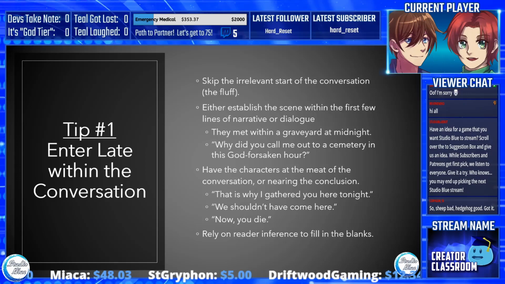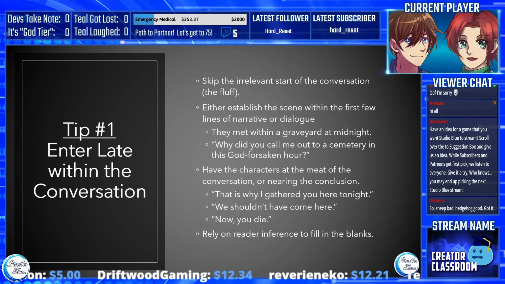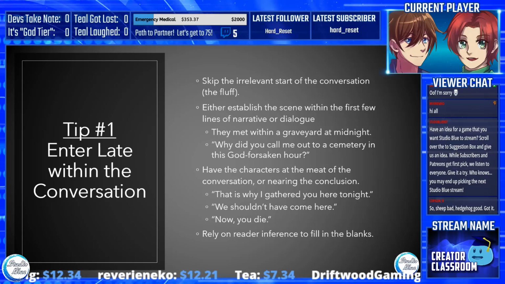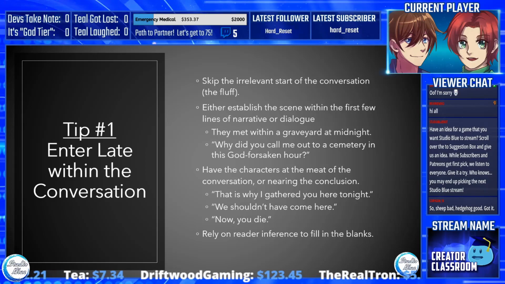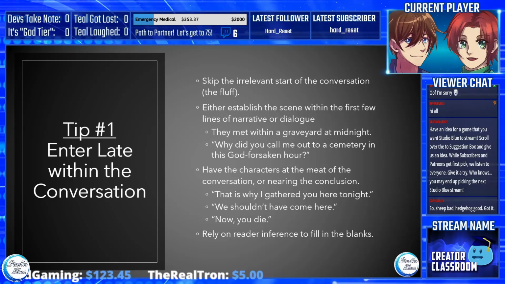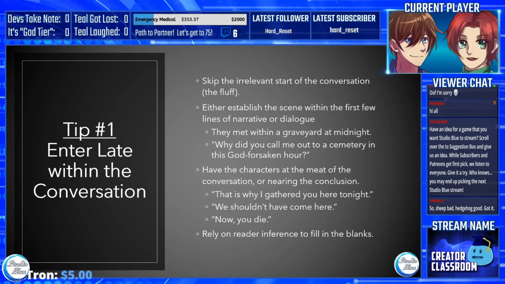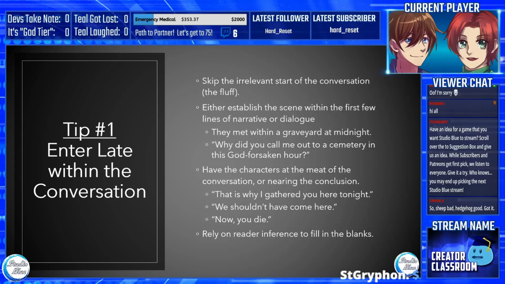In other words, when you're pushing the information out that's important, things like, "That is why I gathered you here tonight." That's a good conversation starter. When your very first line of dialogue is that, the reader is immediately going to wonder, "Wait, what happened? Why?" And then you answer in the subsequent narrative lines or dialogue lines. Or, "We shouldn't have come here." That creates an immediate stake, a potential piece of danger. Now you die. Can't ramp it up more than that, can you?